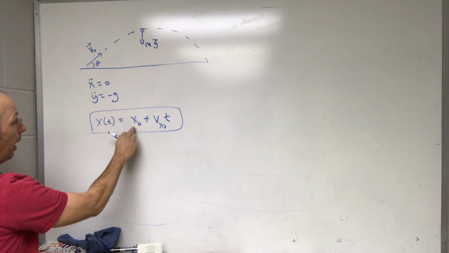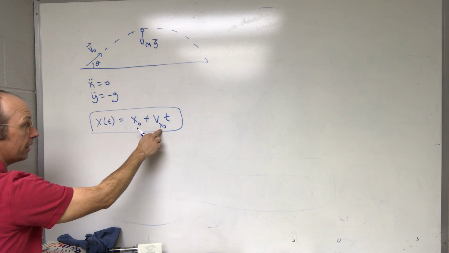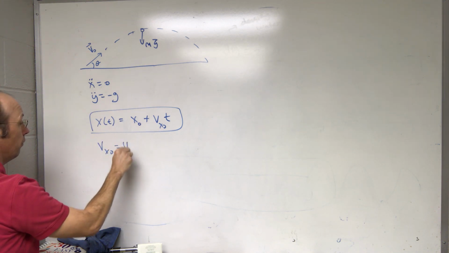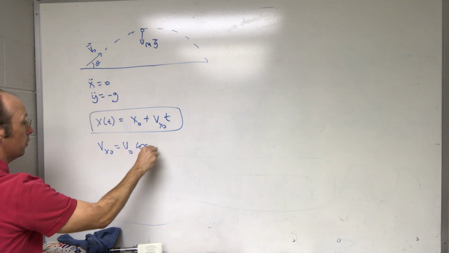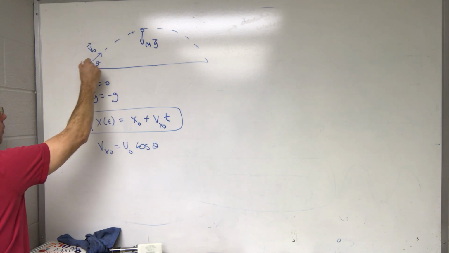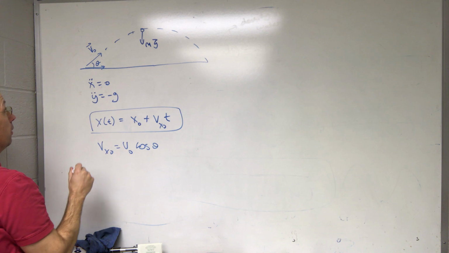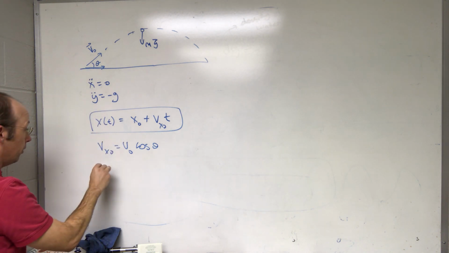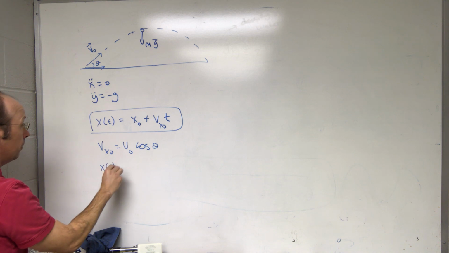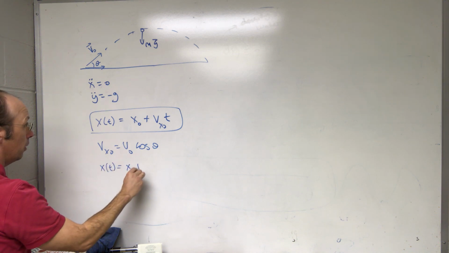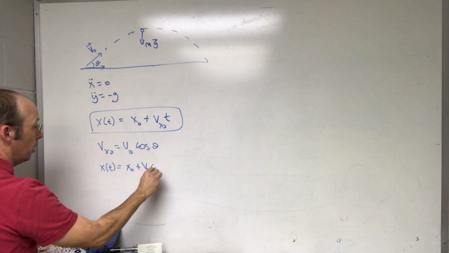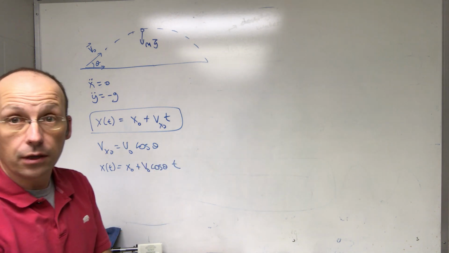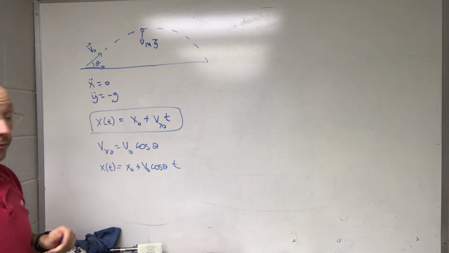x0 is where it starts, vx0 is the x velocity, but vx0 equals v0 cosine theta. So if it's launched at an angle, this velocity is the x component of that total velocity. Putting that all together, x as a function of time is x0 plus v0 cosine theta t. And this assumes that time starts at t equals 0, and it's at x equals 0.